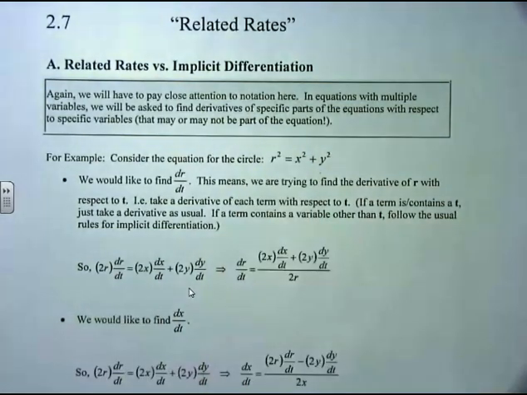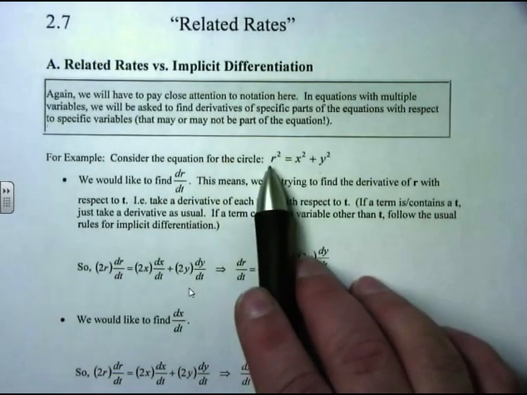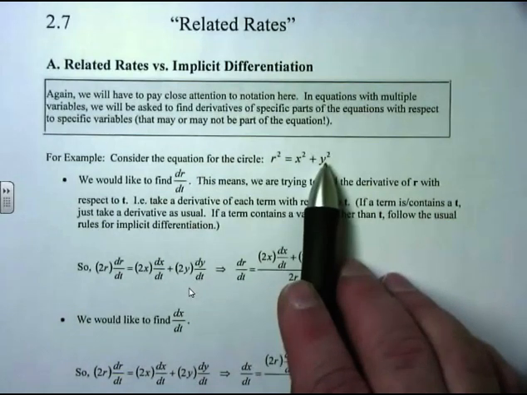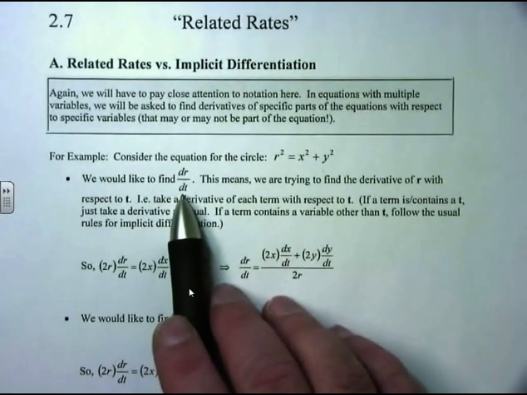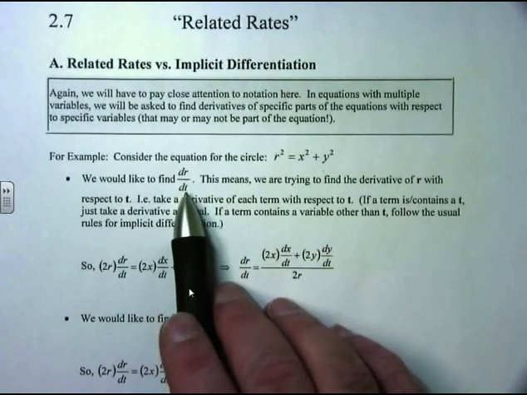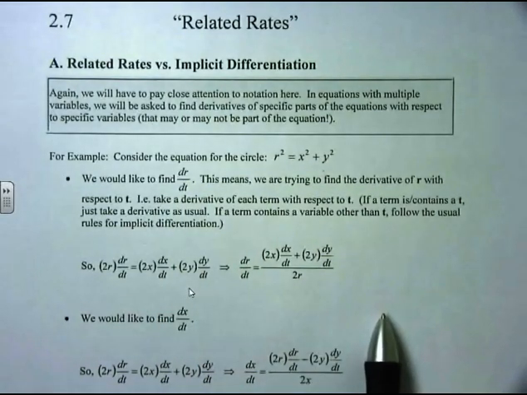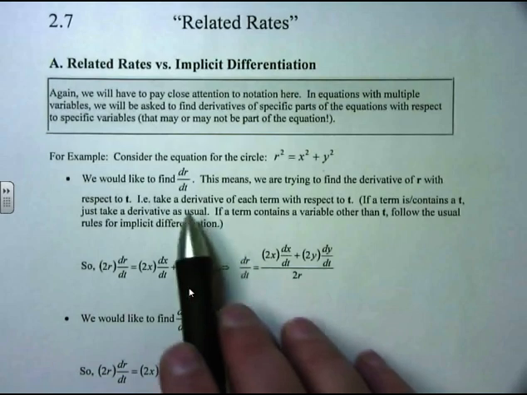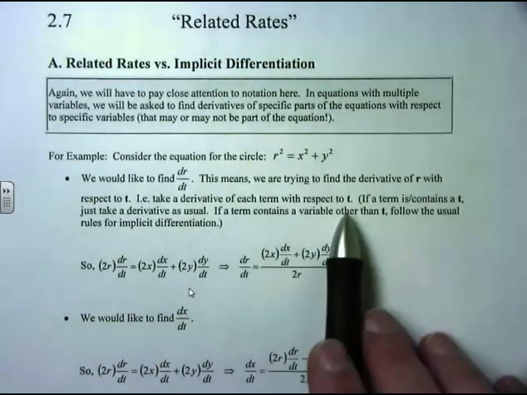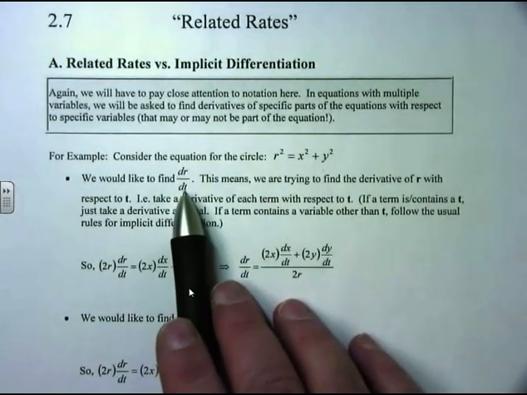For example, I kind of wrote this one up for you in typed up version here. Got the equation r squared equals x squared plus y squared, some equation we gave you. We would like to find dr dt, the derivative of r with respect to t. Okay? AKA, we need to take the derivative of this equation with respect to t. This is why we love that Leibniz notation.